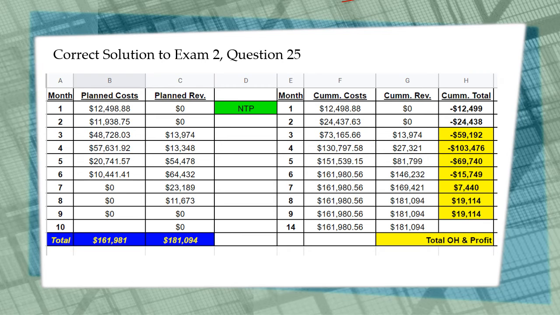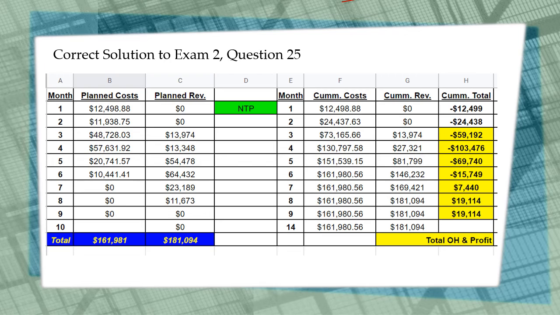So the third step is to find the planned revenue. You get the planned revenue by multiplying the interest rate by last month's planned cost. An example of this can be right here, 13,974. You got that by multiplying 11,938.75 times the interest rate, which is 18, and that equals 0.18, and that will give you 13,974.